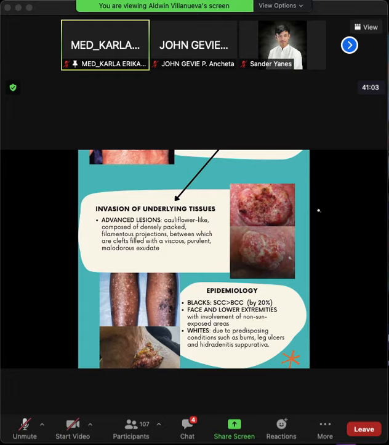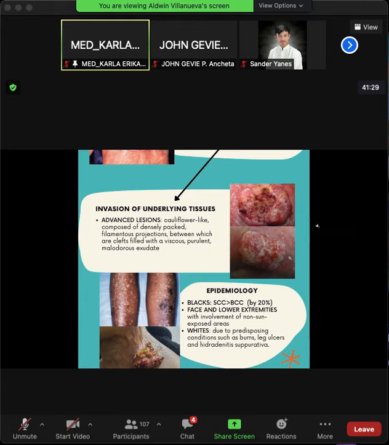In terms of epidemiology, one thing to differentiate the two is that BCC may be caused by intermittent intense sun exposure, while SCC is more of chronic long-term sun exposure. So BCC is intermittent, SCC is chronic long-term sun exposure.